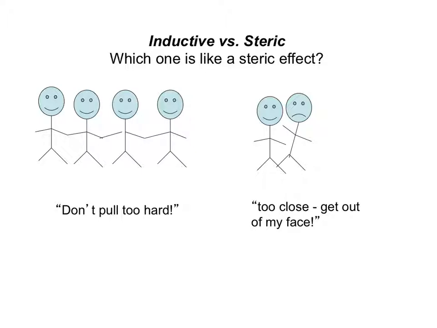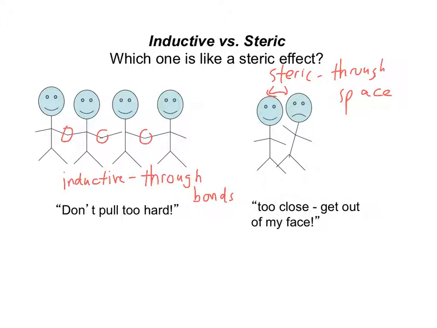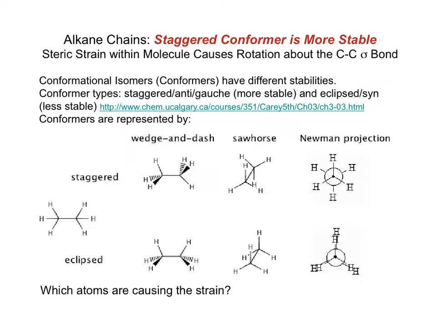Inductive effects are through bonds, steric effects are through space, so stop the video and identify the picture which is like a steric effect. So the answer is, we've all experienced a close talker in social situations in which they get too close to your face.